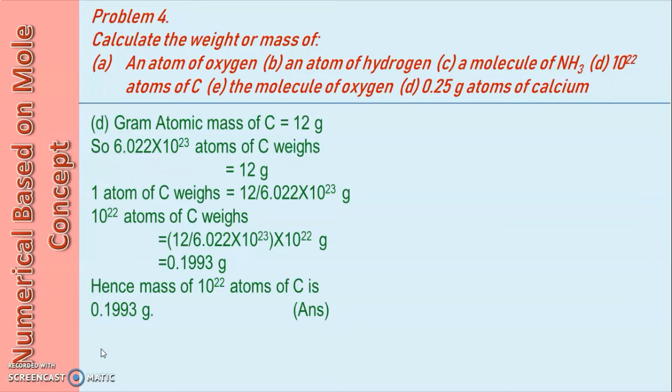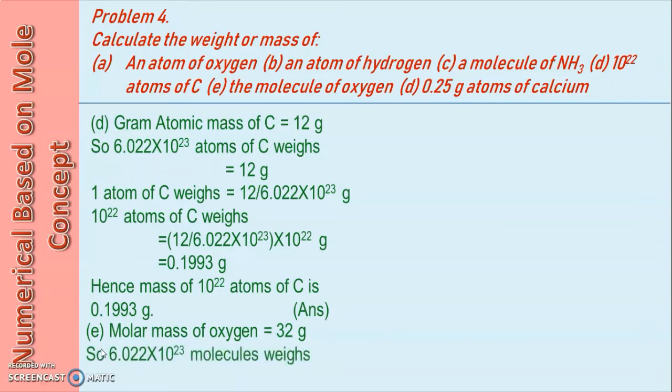The next bit is bit E. Calculate the weight or mass of the molecule of oxygen. Here you have to find out the molar mass of oxygen, which is equal to 32 gram. What does it mean? 6.022 into 10 to the power 23 molecules weighs 32 gram. So dear children, what is the mass of one molecule?